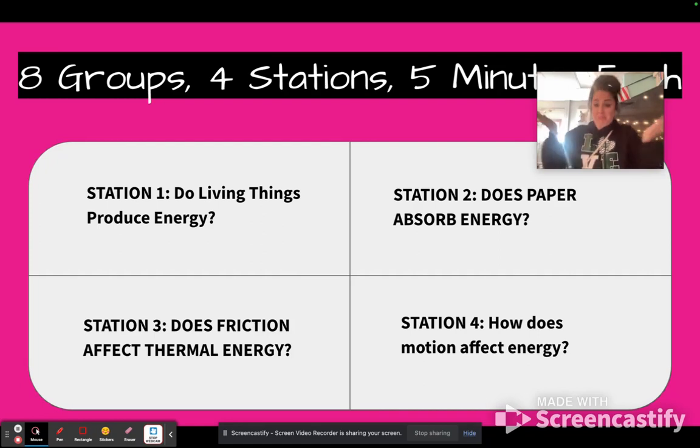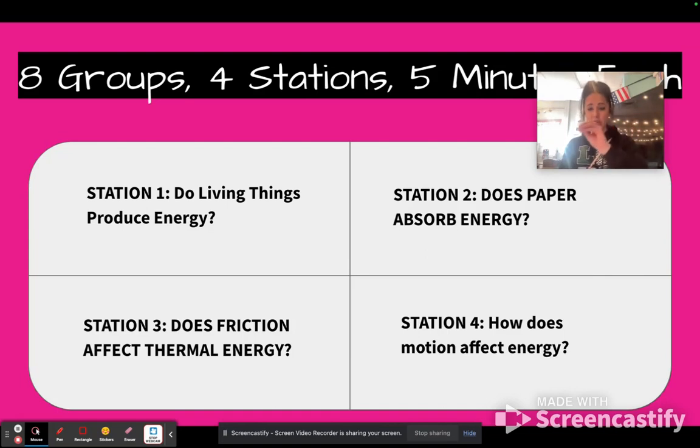So station 1, do living things produce energy? So you guys are going to actually go through. You have a hand warmer. It is going to also give you in the palm of your hand directions on this lab. Okay, so when you follow the directions, you're going to have a hand boiler. You keep it upright.